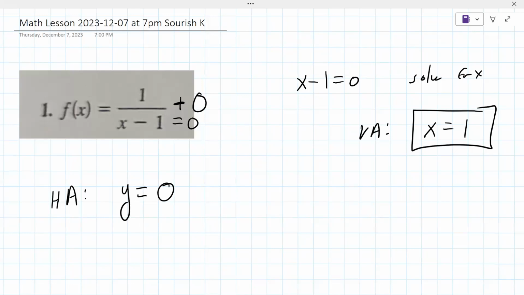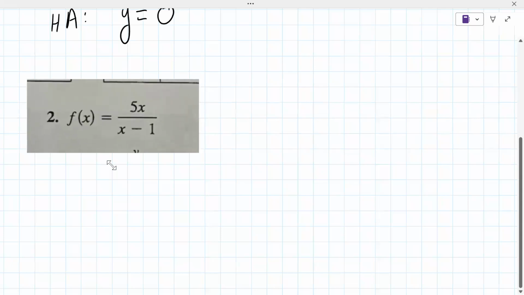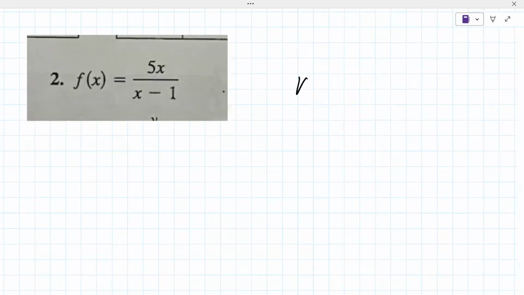All right. Any questions on that? Nope. Okay. Do you have this written down for number 1? Yeah. Okay. Let's look at number 2. Can you tell me the vertical asymptote?